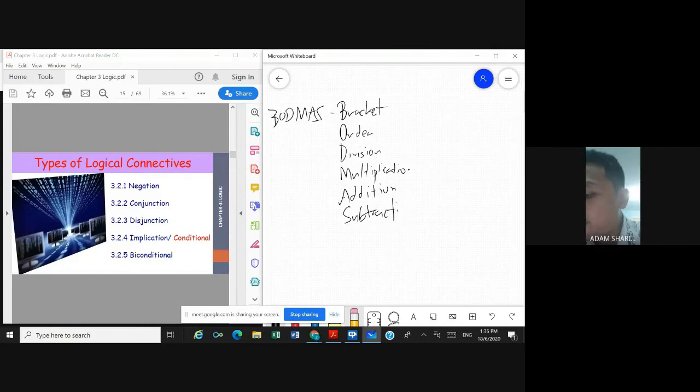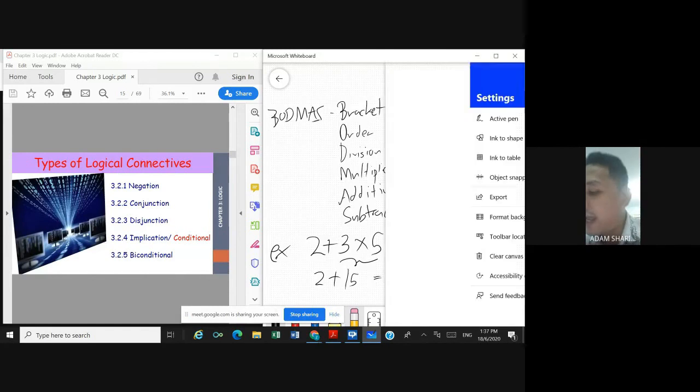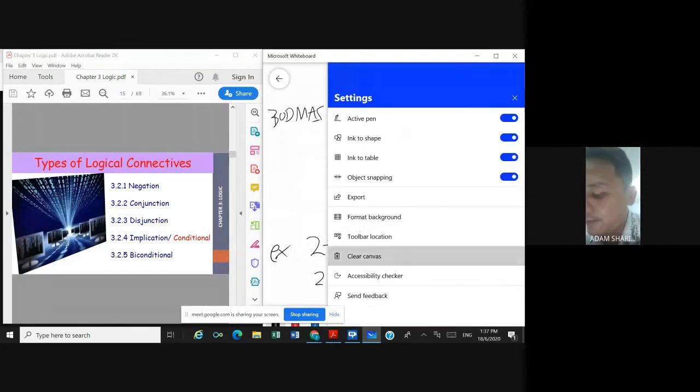So for example, what is 2 plus 3 times 5? If you are doing 2 plus 3 first, then you are wrong in terms of arithmetic operation. You need to do 3 times 5 first, which is 15. Then you add up, comes 17. There is some certain rule. This is the rule of BODMAS. Why I mention this? Because we have rule of logical connectives.